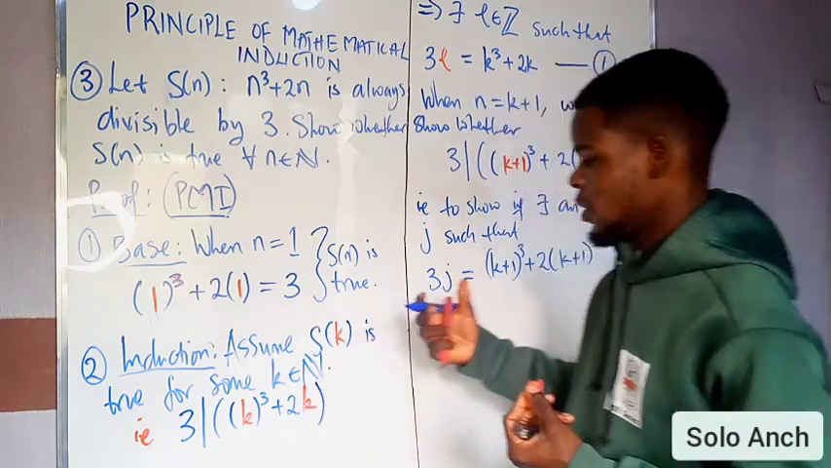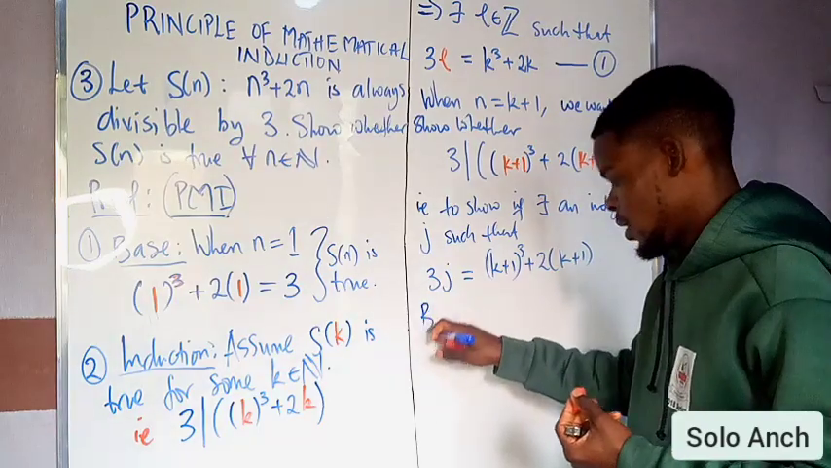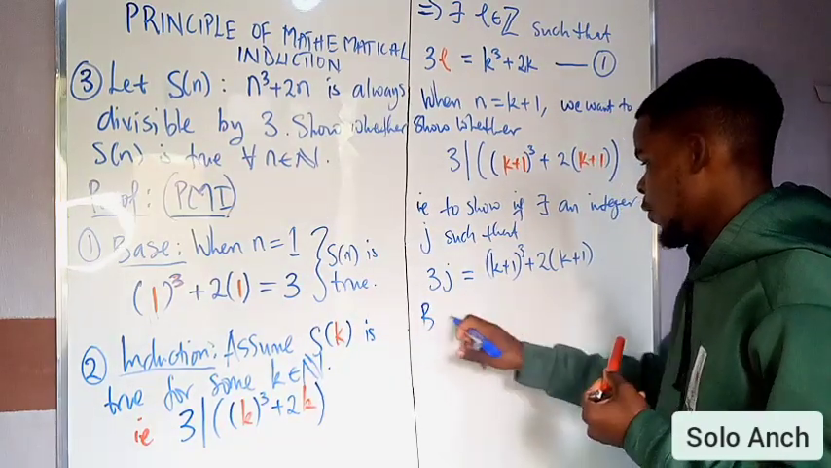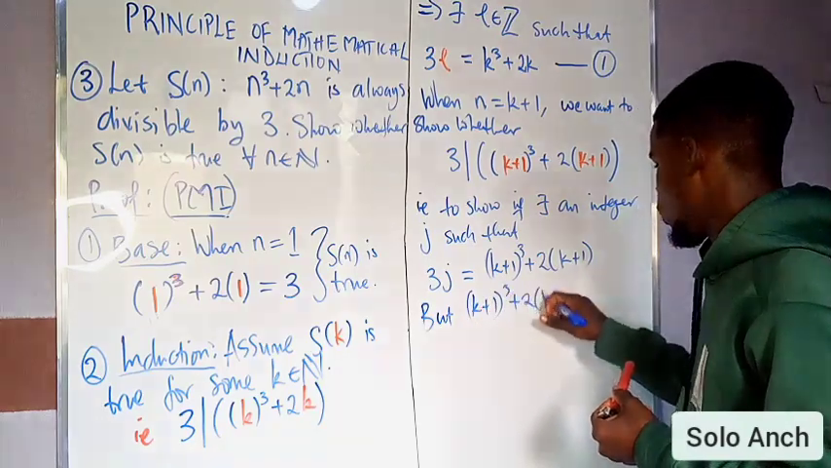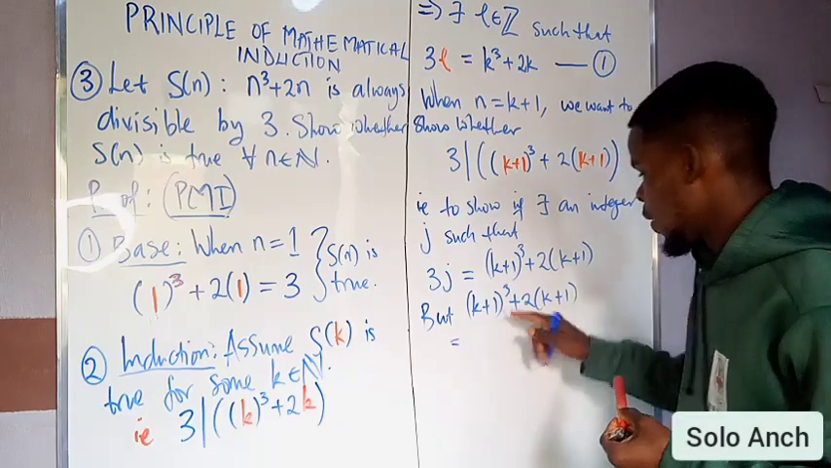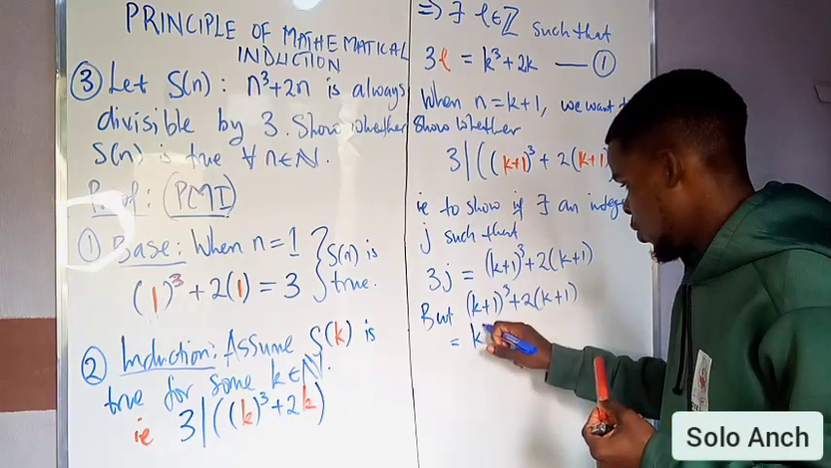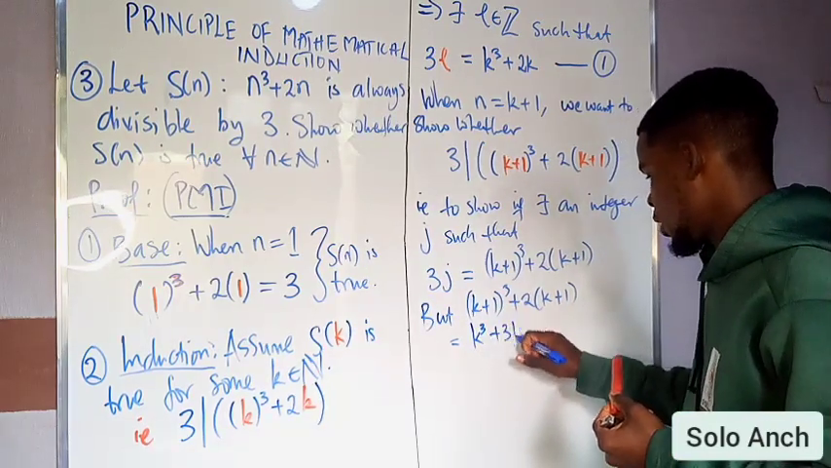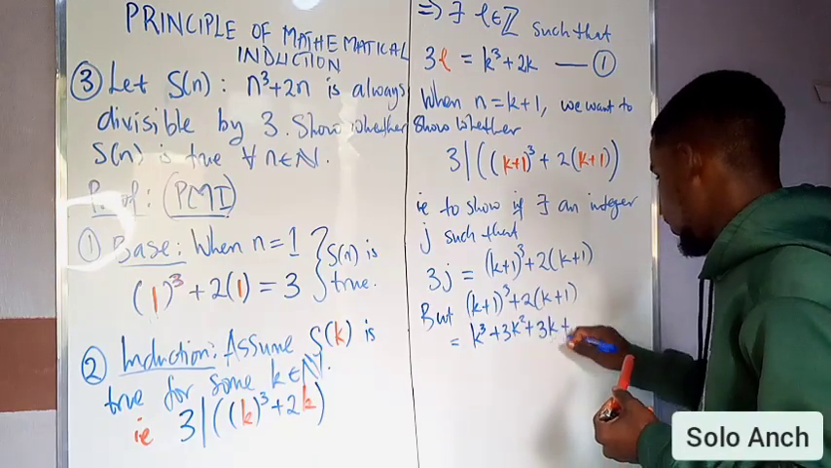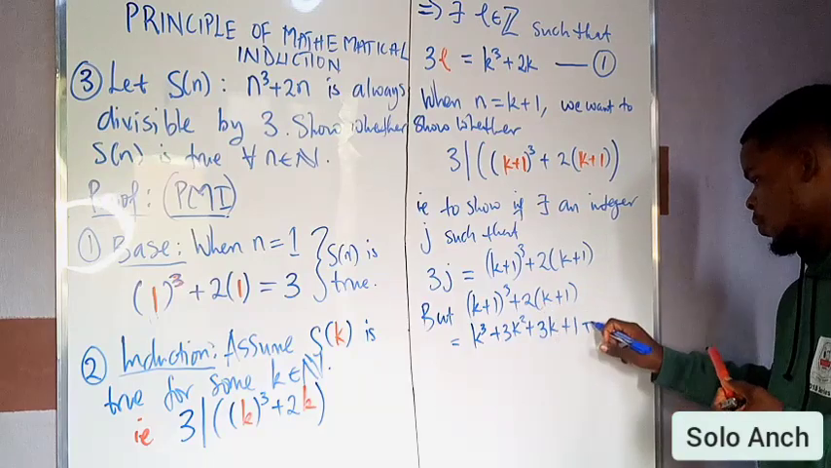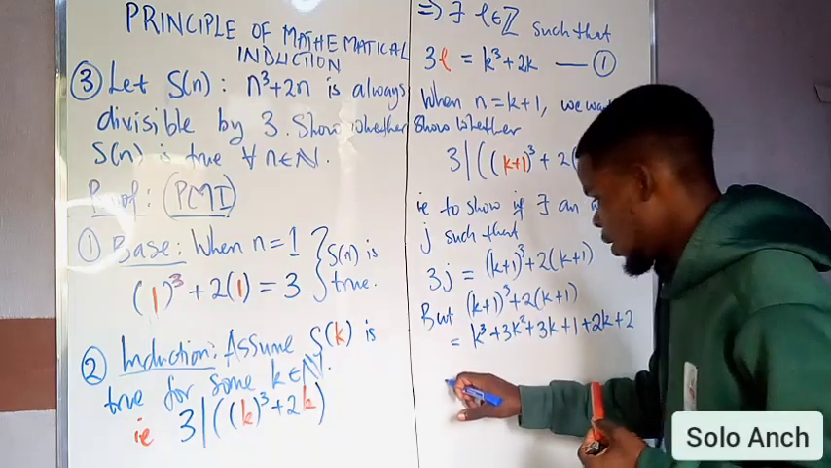Of course, we always make use of the assumption, which we've tagged equation 1 here. Let's expand this right hand side and see what we have. But k plus 1 to the third power plus 2 into k plus 1 is the same thing as what? When we expand k plus 1 to the third power, using the binomial theorem, you're going to have k cubed plus 3k squared plus 3k plus 1. We add it with, while we open up these brackets, 2k plus 2. Good.